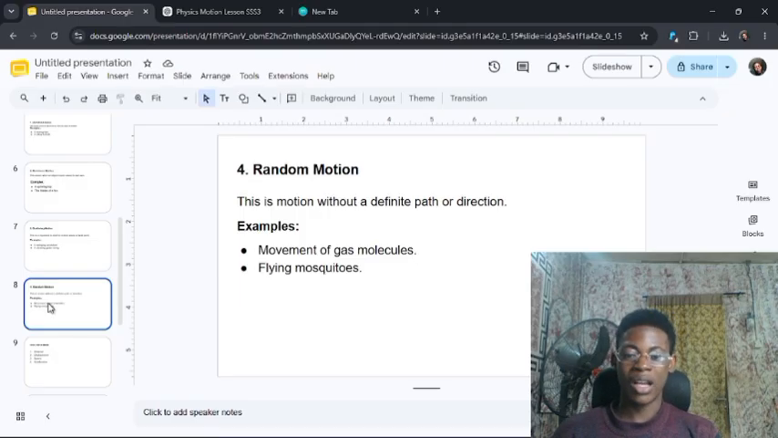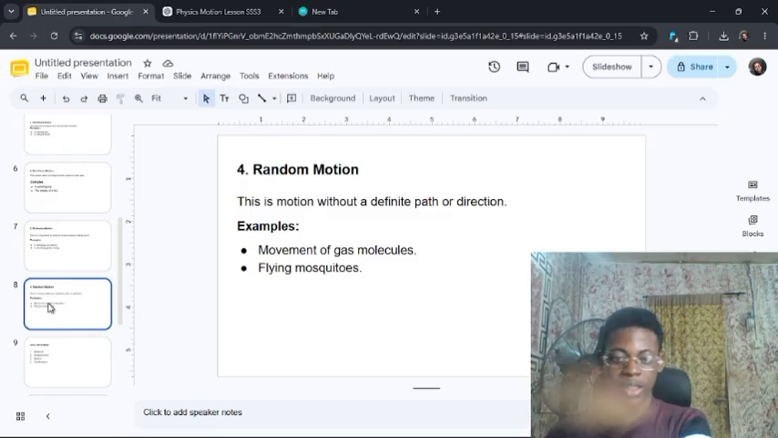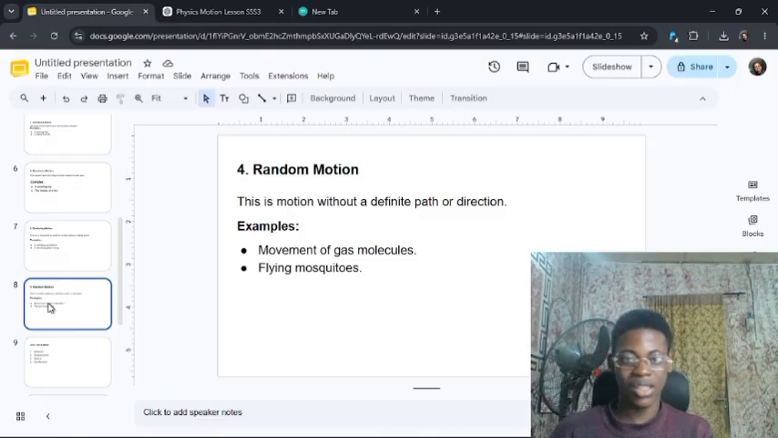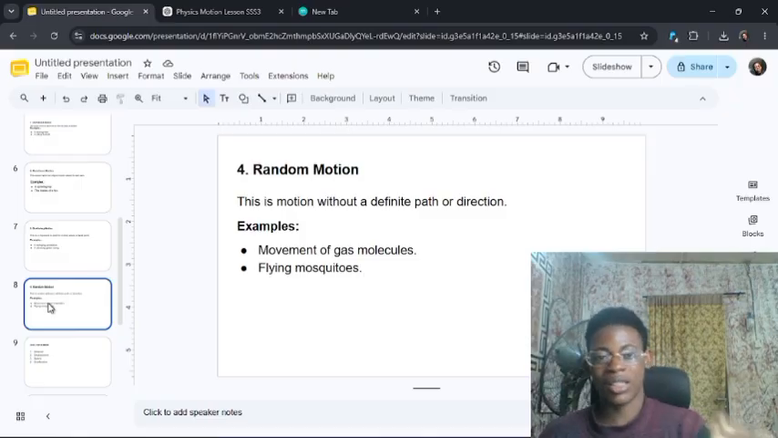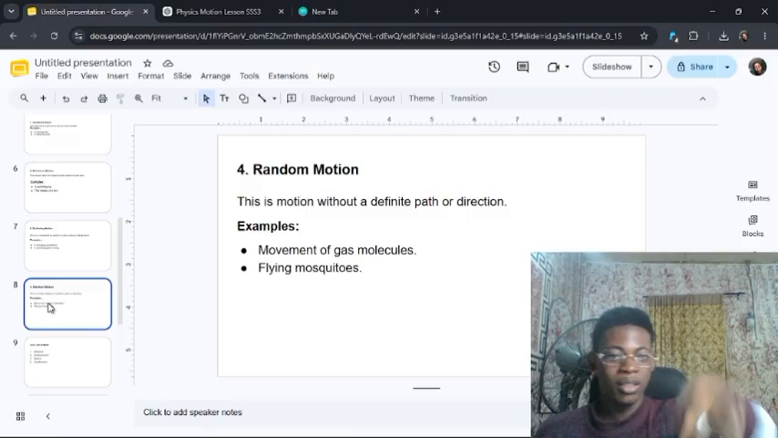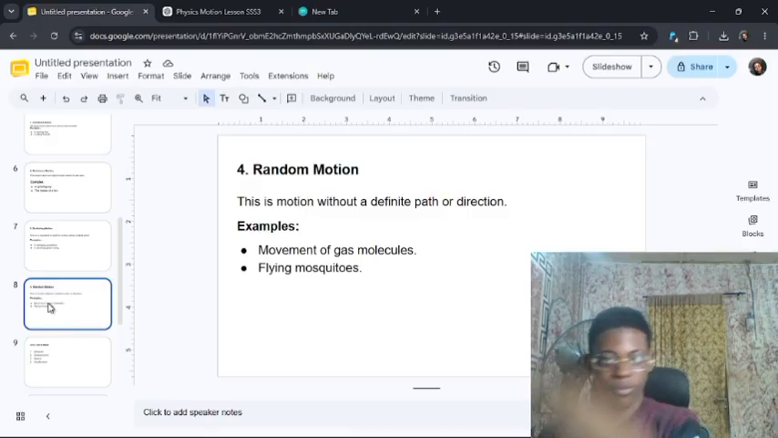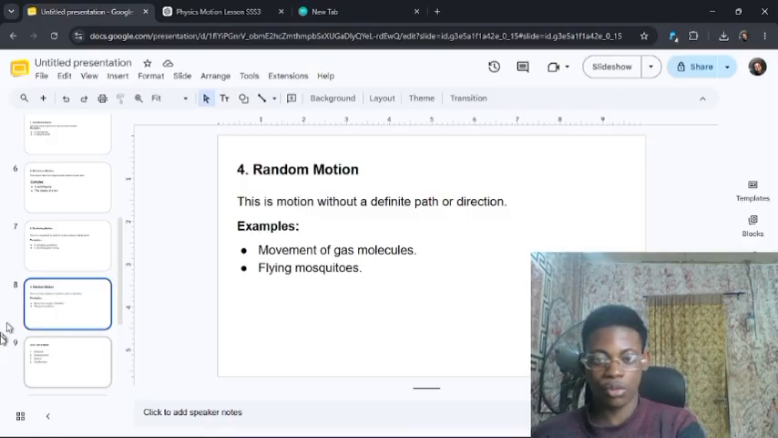We also have butterfly movements. It doesn't have a definite path. It is not going straight, it's just going anywhere it wants to.